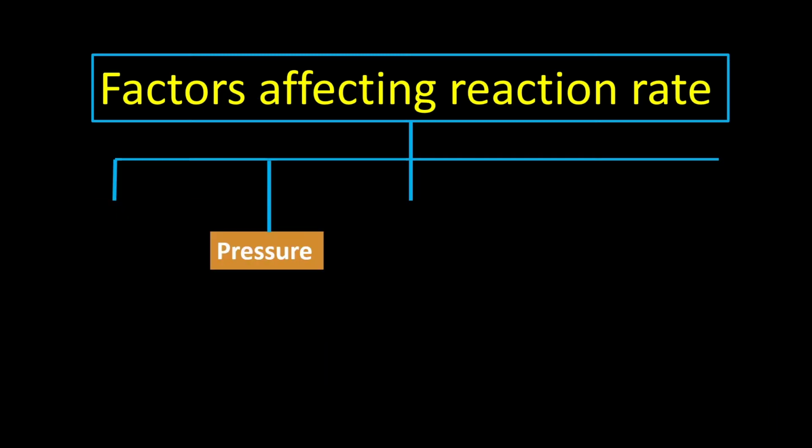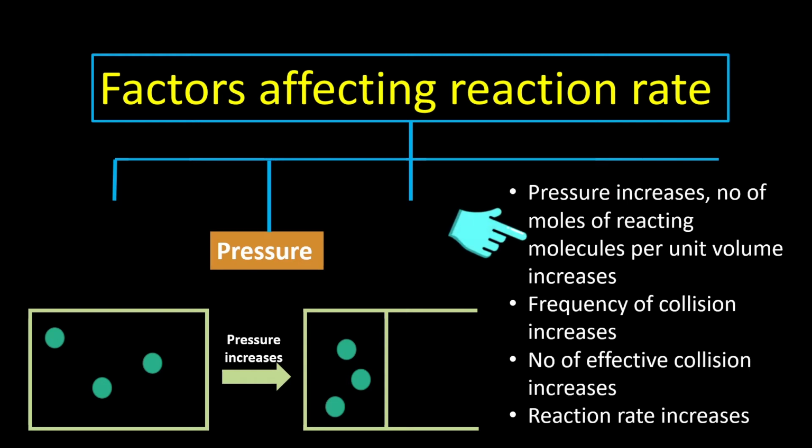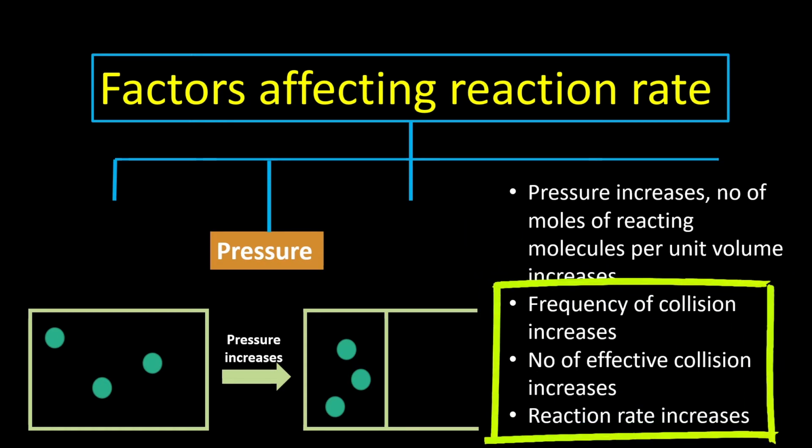The second factor affecting reaction rate is pressure. Pressure applies to gaseous reactants. As the pressure increases, the reacting molecules are occupying a smaller volume, which means the number of reacting molecules per unit volume increases. Hence, the frequency of collisions increases, the number of effective collisions increases, and therefore the reaction rate increases.